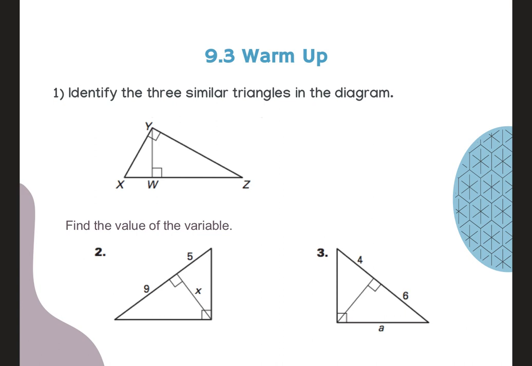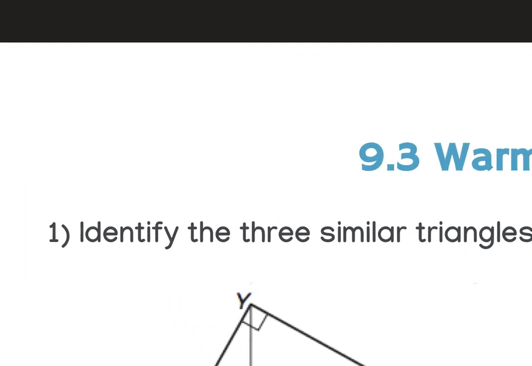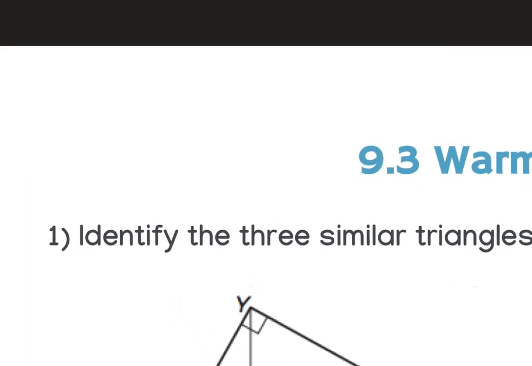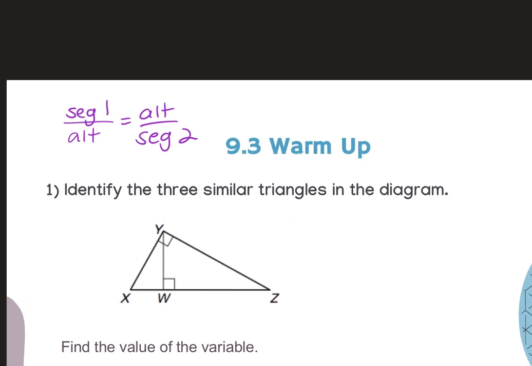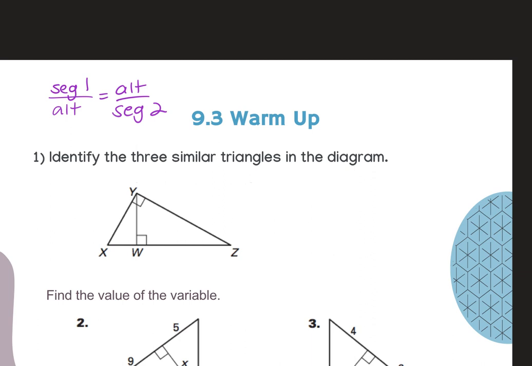Then we did the one where if the altitude is drawn towards the hypotenuse, we came up with two proportions. The first was that segment 1 over the altitude equals the altitude over segment 2. And the second is that the hypotenuse of the big triangle over the leg, and there could be either leg, but whatever leg you use there, you have to repeat over here, over the segment of the hypotenuse adjacent to the leg.